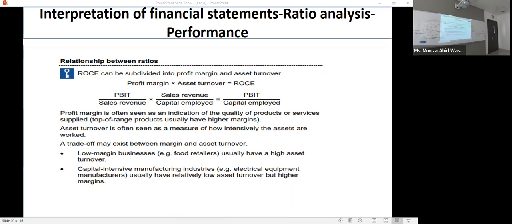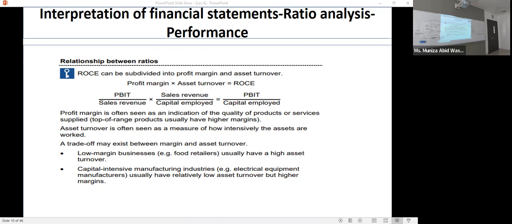A trade-off may exist between margin and asset turnover. Low margin businesses, food retailers, usually have a high asset turnover. Students, why is it so? Food retailers have a lesser profit margin because they have a lot of competition. The sales revenue generated by all of them is more or less the same. So low profit margin businesses usually have a high asset turnover.